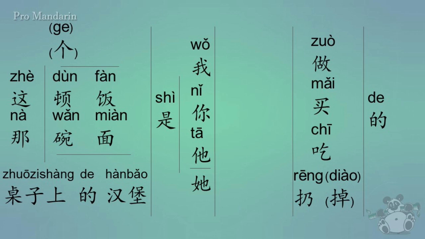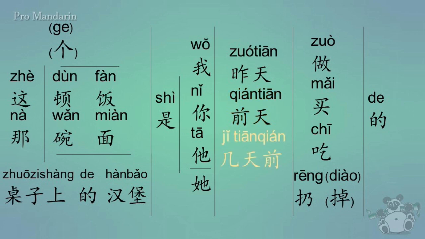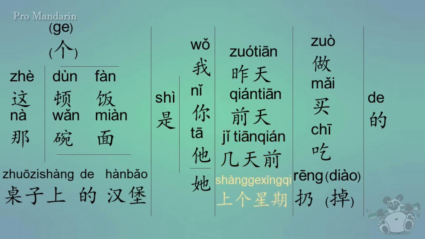All right, so in the next column, we're going to give some time frames. So first we got 昨天, which means yesterday. Then we got 前天, which means the day before yesterday or a couple of days ago. And then we got 几天前, which means a few days ago, which you can substitute the 几 for any number of days. For an example, 三天前, which would mean 3 days ago. But we're going to use 几天前, so again, a few days ago. And then we're going to use 上个星期, which is one of the ways of saying last week.